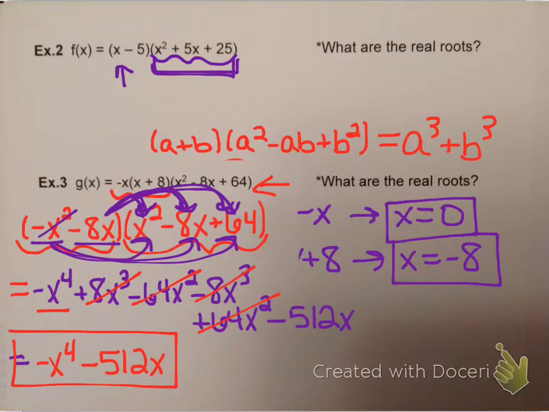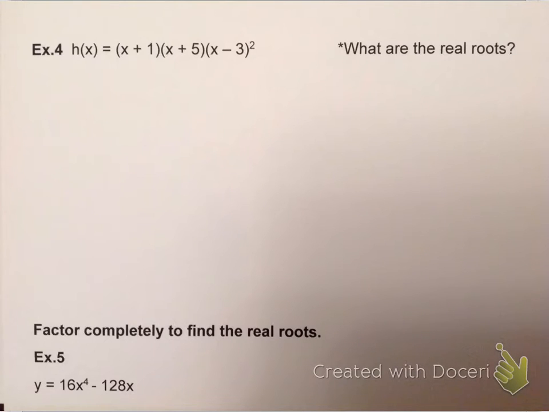Okay? And then example 4 is the final type that we're going to do of our multiplying out problems. But of course, before you do the multiplying out, you want to find the real roots because it's already factored for you. So your first factor is x plus 1. And the root it's going to give you is, of course, negative 1. Your next factor is the x plus 5. And so it's going to give you x equals negative 5.